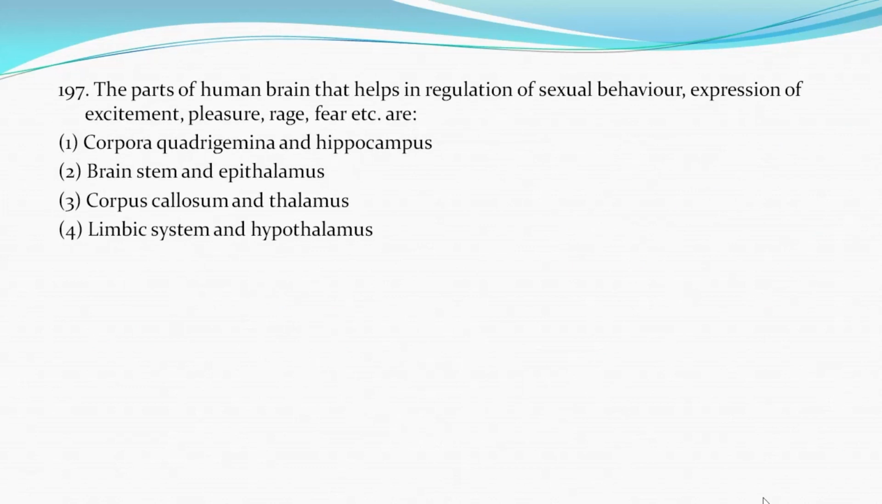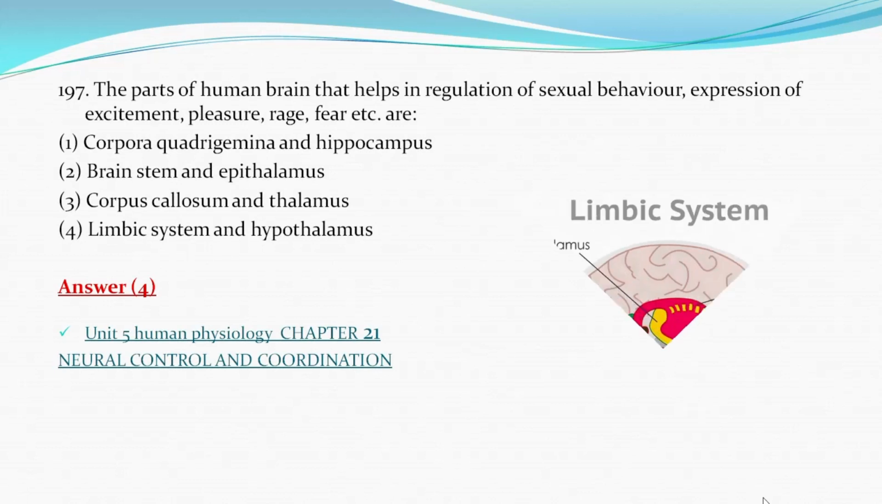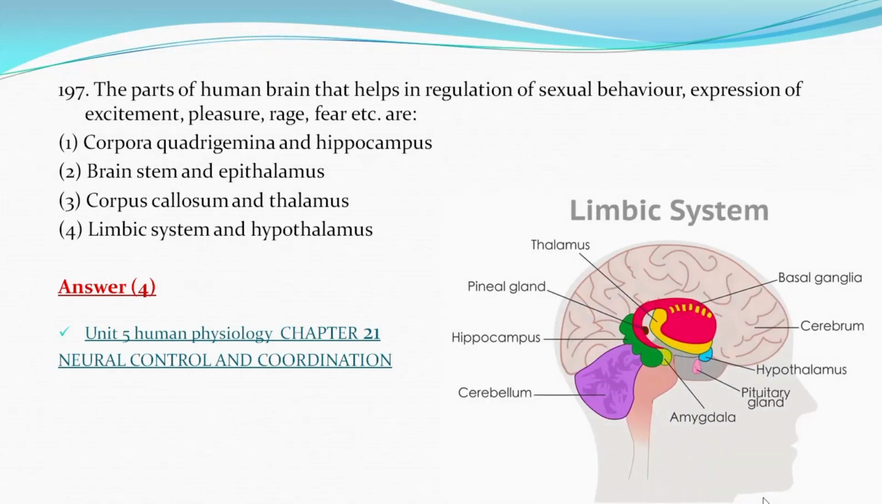Next question is, the parts of human brain that help in regulation of sexual behavior, expression of excitement, pleasure, rage, fear, etc. are. The answer is option 4, limbic system and hypothalamus. This question is taken from Unit 5, Human Physiology, Chapter 21, Neural Control and Coordination.